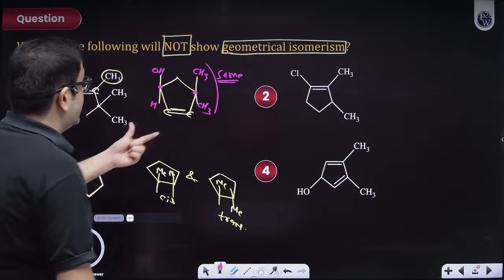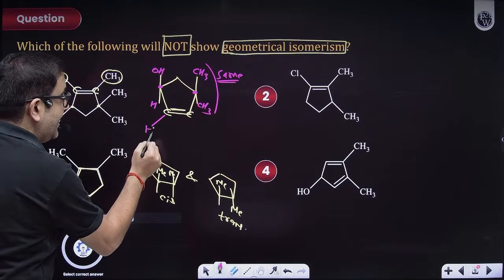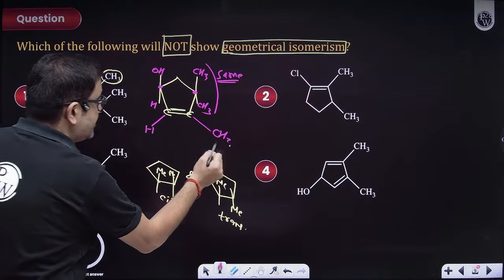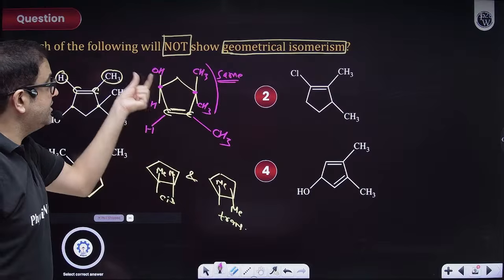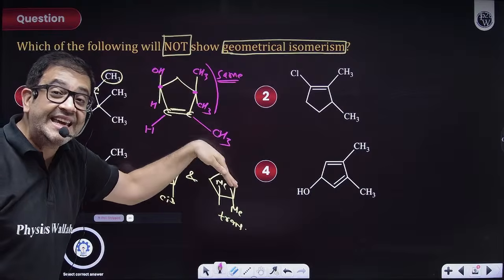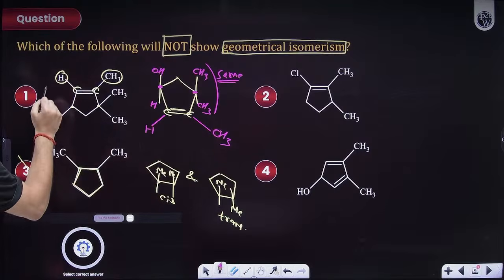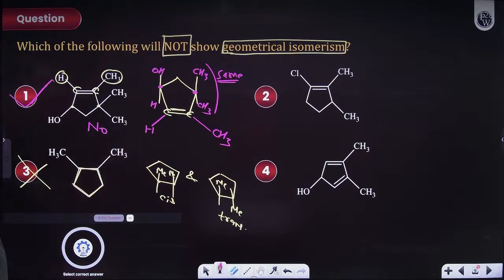But sir, this double bond can. Beta, how can this? See, if this H is on the same plane and this CH3 is on the same plane, then this H can't feel any difference, and this CH3 can't feel any difference, because these are just on the same plane. So this will not show GI, and because there is no GI, hence it is an answer.